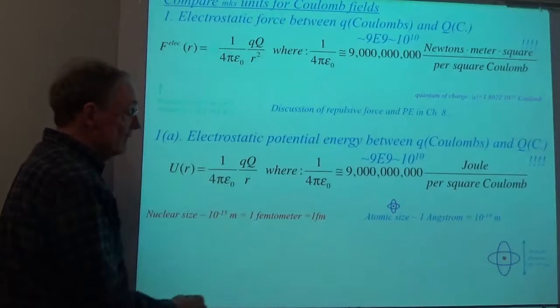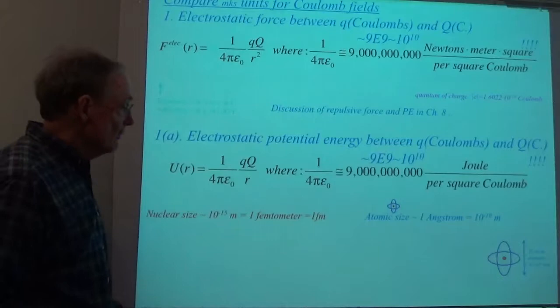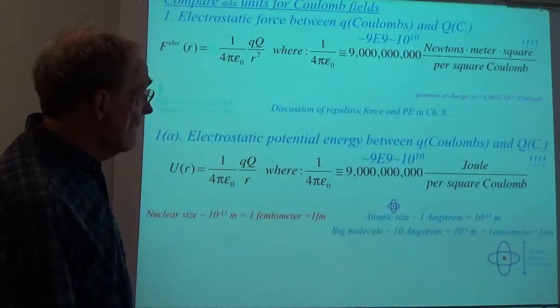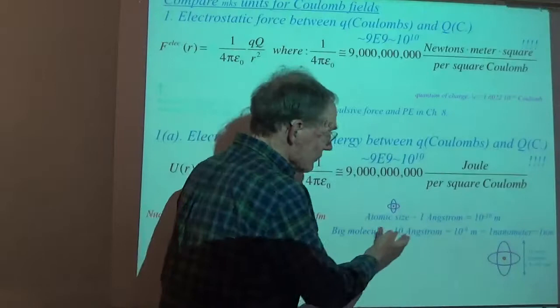1 or 2 or 3 femtometers, 10 to the minus 15, okay, remember that. Also, this can be capitalized: 1 Fermi, named after the great Italian-American physicist Enrico Fermi, who developed all the nuclear physics that is applicable. Anyway, a big molecule is like 10 angstroms.